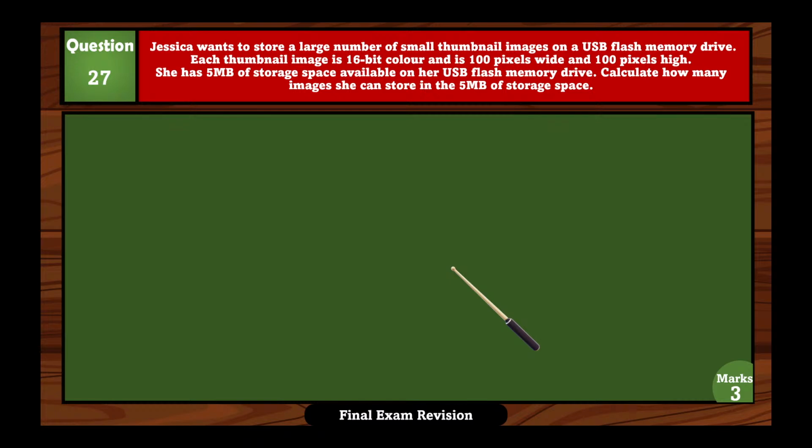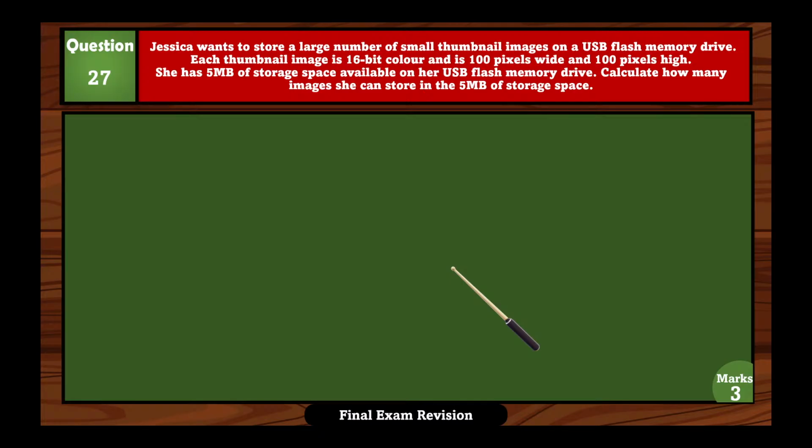Question number 27. Jessica wants to store a large number of small thumbnail images on a USB flash memory drive. Each thumbnail image is 16-bit color and is 100 pixels wide and 100 pixels high. So what is this? 100 pixels wide and 100 pixels high is the resolution. She has 5 MB of storage space available on her USB flash memory drive.